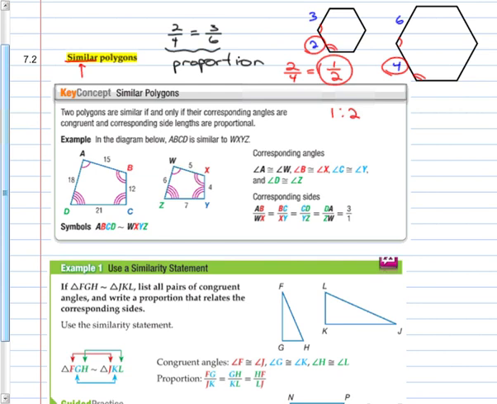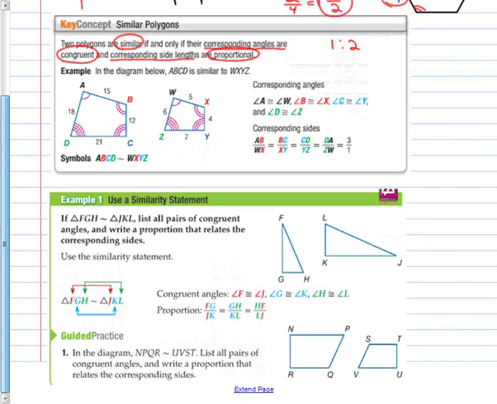Two polygons are similar if and only if their corresponding angles are congruent and their corresponding side lengths are proportional. So there's our definition. And they have down here given us an example where they have shown these are all the corresponding angles. They're congruent to each other. And here are all the corresponding sides. And they all happen to be a ratio of 3 to 1. That's going from left to right.